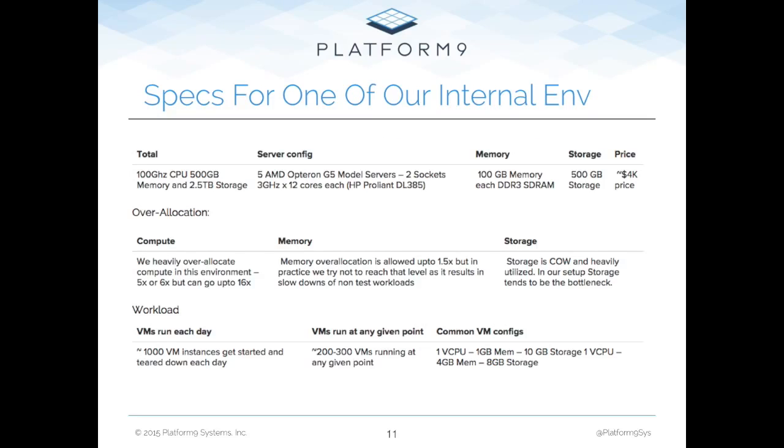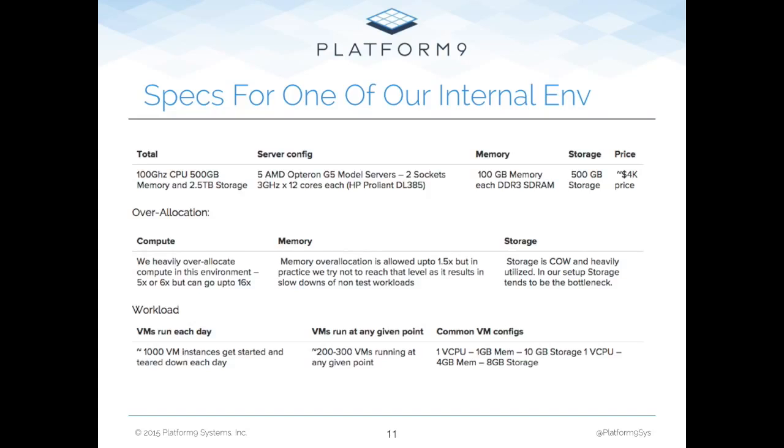Regardless, it's your responsibility to make sure that the OpenStack cloud is funded with sufficient amount of CPU, memory, storage, and network resources. Here is a quick spec of one of our internal systems for reference. In this environment, we have about 100 gigahertz of compute, 500 GB memory, and about 2.5 terabytes of storage. This is spread across about 5 or so physical servers. They are AMD Opteron G5 model servers.